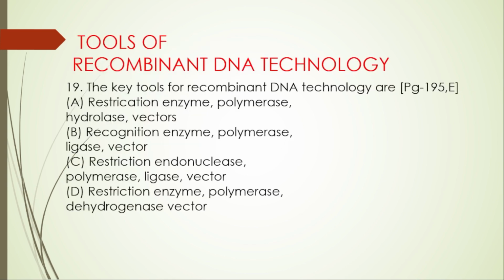Question number 19. The key tools for recombinant DNA technology are A, restriction enzyme, polymerase, hydrolase, and vector, B, recognition enzyme, polymerase, ligase, and vector, C, restriction endonuclease, polymerase, ligase, and vector, D, restriction enzyme, polymerase, and dehydrogenase, vector. So here the right option is option C.